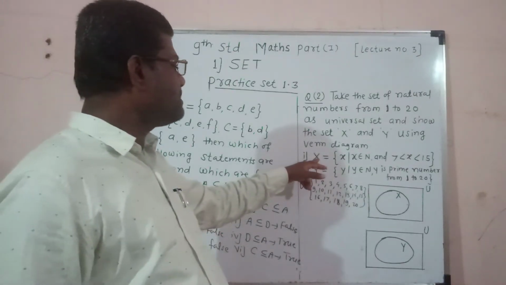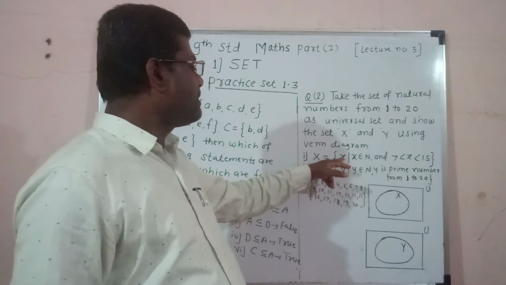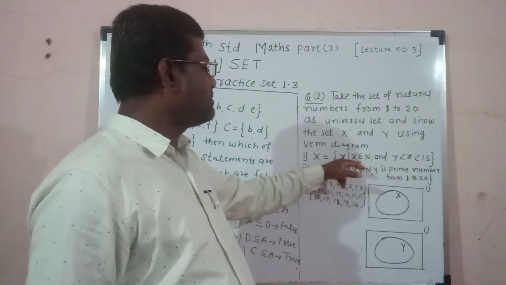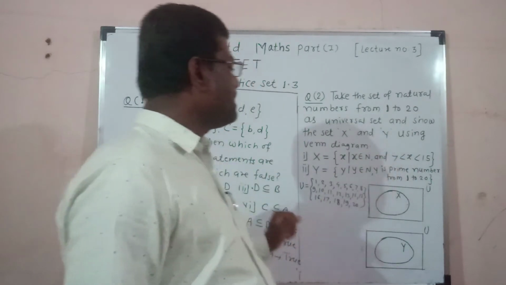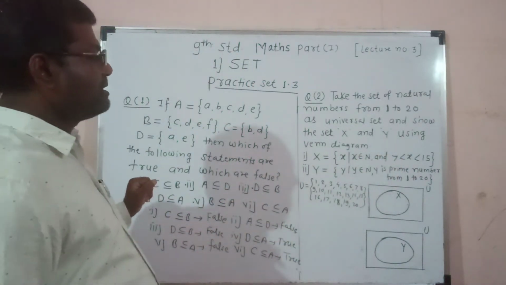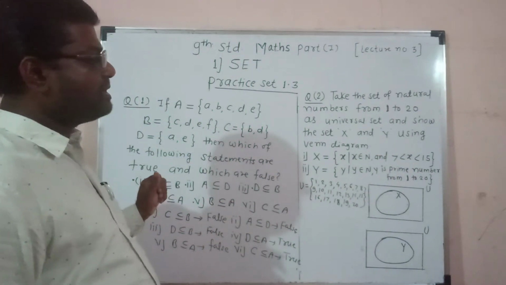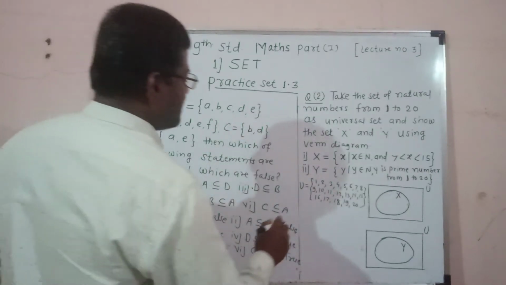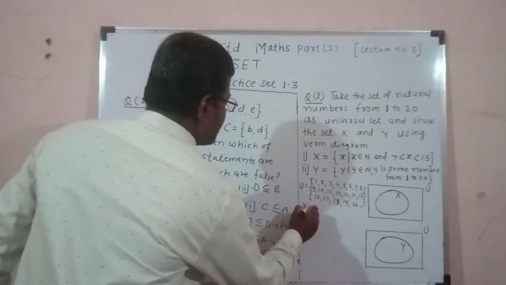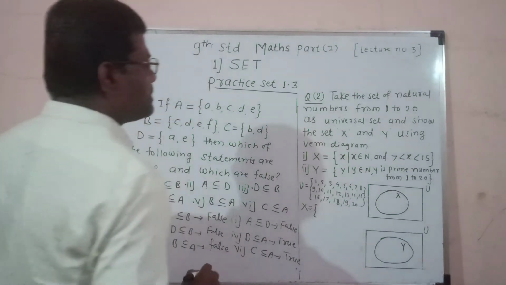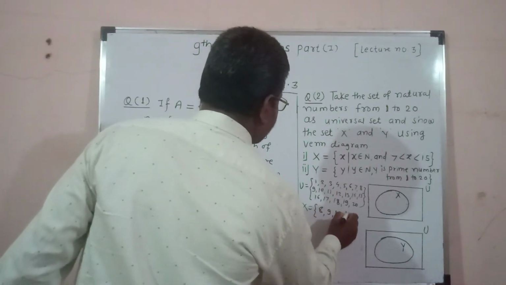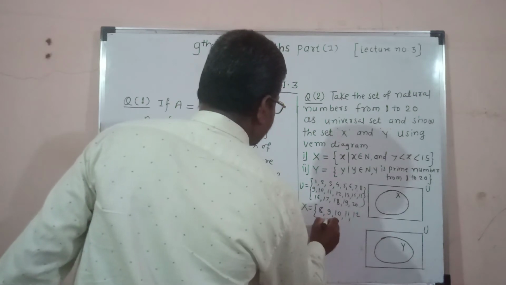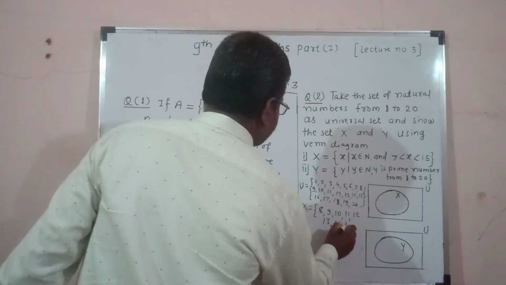Now we are given set X of all x such that x belongs to N and x is less than 15 and greater than 7. So the numbers less than 15 and greater than 7 are, set X will be denoted as 8, 9, 10, 11, 12, 13 and 14.